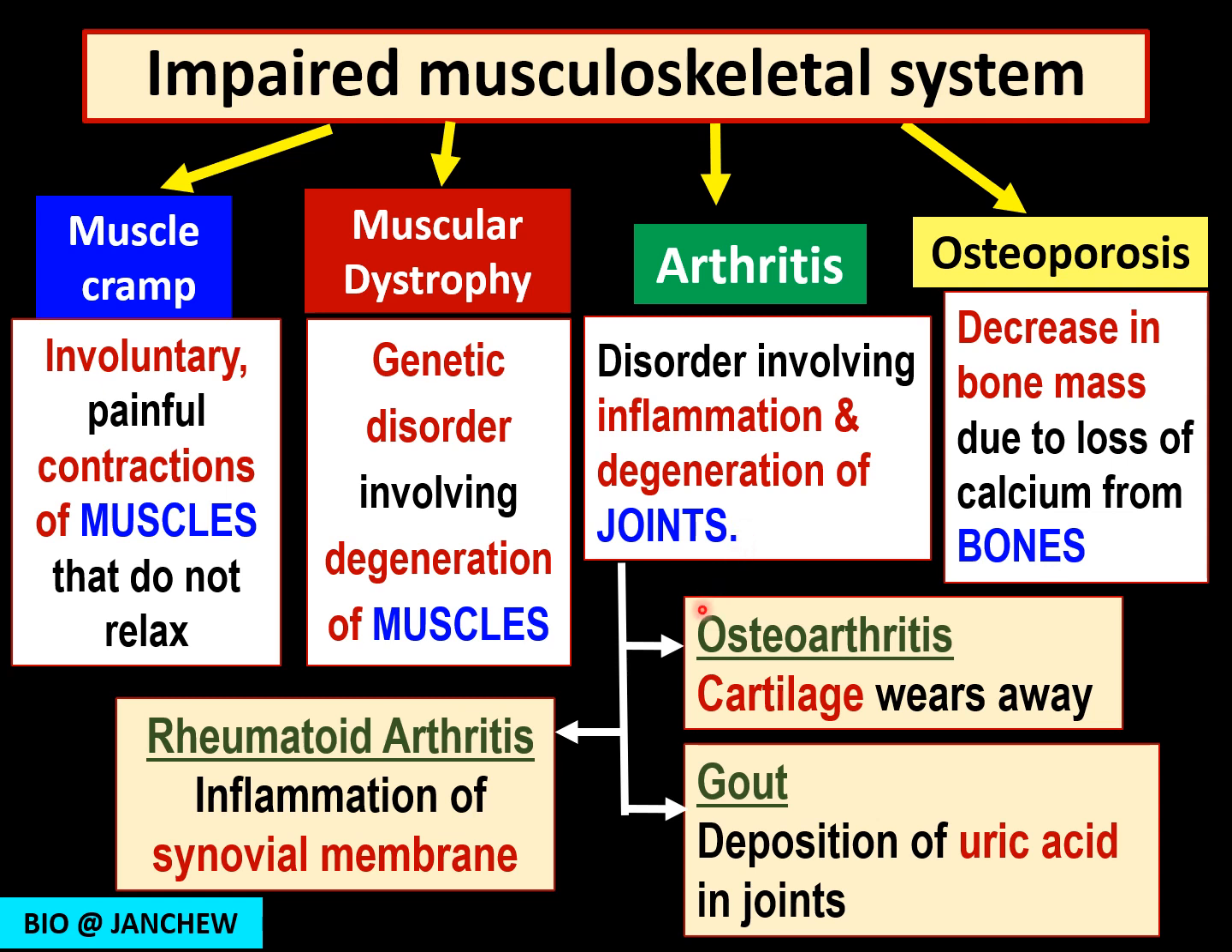There are three types of arthritis that we are going to study. Although there are many types of arthritis, we will study these three. The first one is osteoarthritis, where cartilage wears away at the bone ends due to wear and tear. Secondly is rheumatoid arthritis, which is the inflammation of the synovial membrane caused by the body's own immune system that mistakenly attacks the synovial membrane. And the third one is gout, which is caused by deposition of uric acid in the joints. So all these three conditions cause inflammation at the joint.